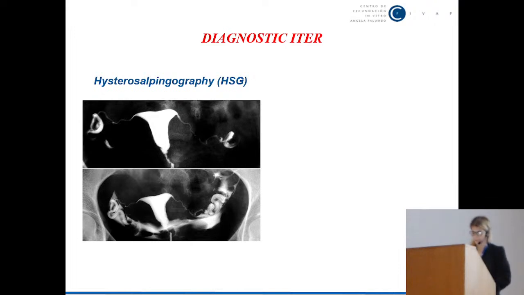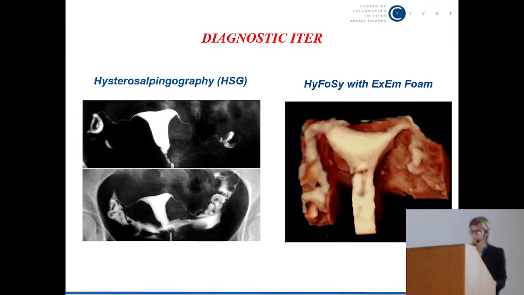Hysterosalpingography presents several advantages such as being outpatient with a therapeutic effect, but it also presents disadvantages such as poor tolerability, costs, and use of X-ray. You can see here an image obtained by sonography that is completely superimposable to hysterosalpingography.